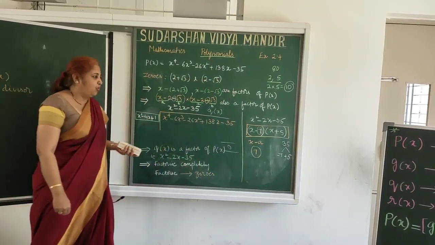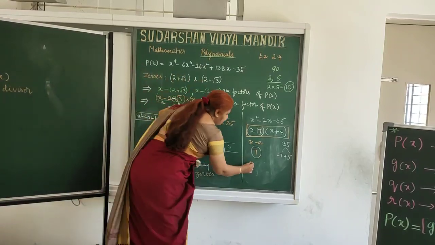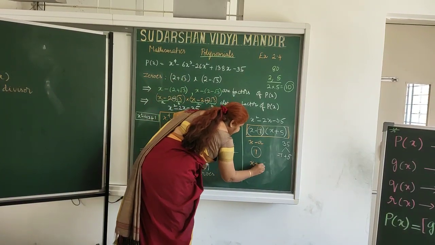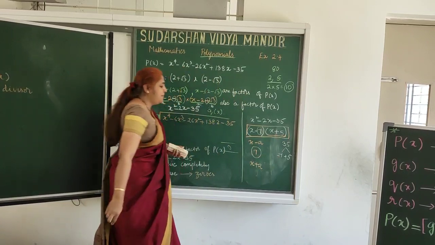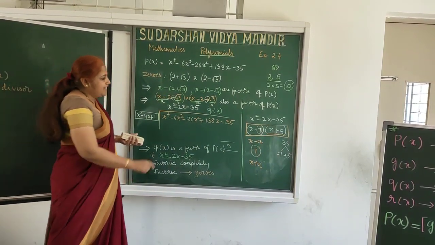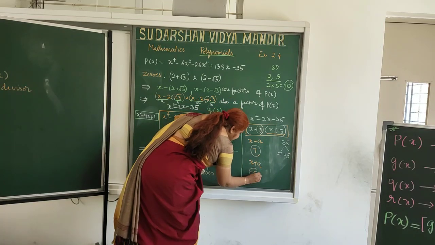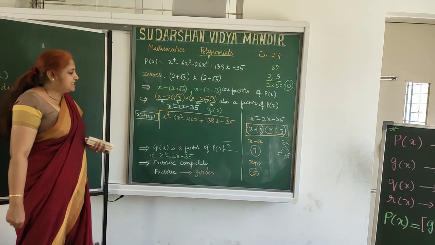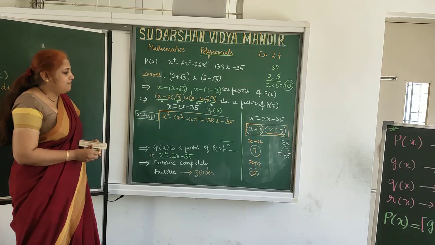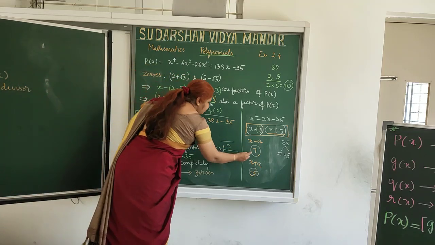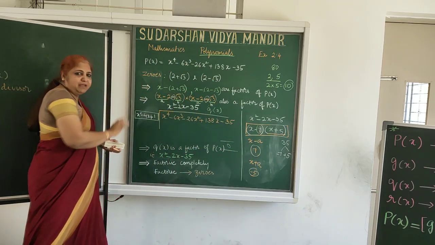7 is a 0. The next factor that I have is of the form x plus a. If x plus a is a factor, then minus a is the 0. So 7 and minus 5 are the other zeros of this polynomial.